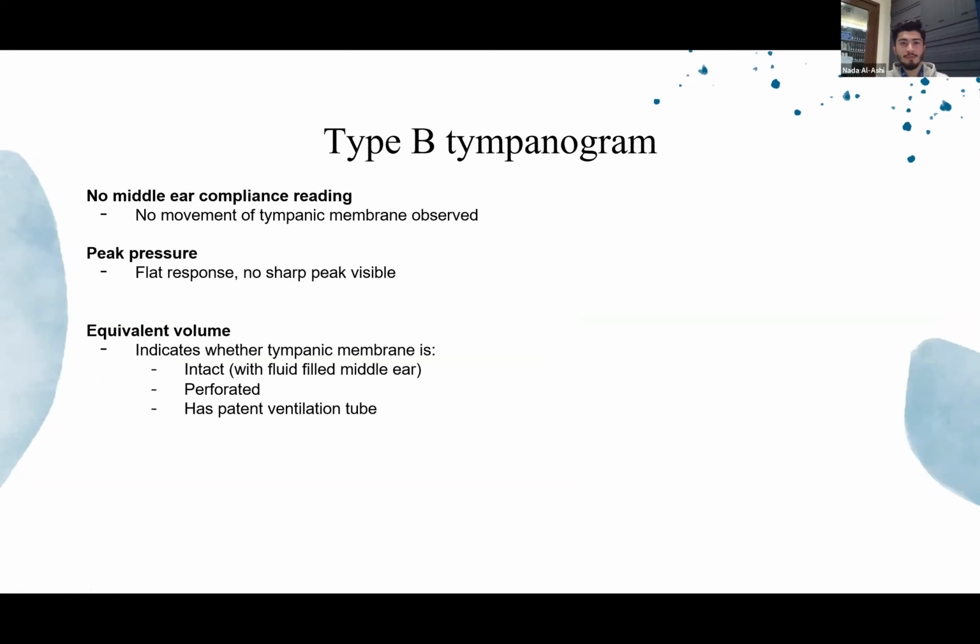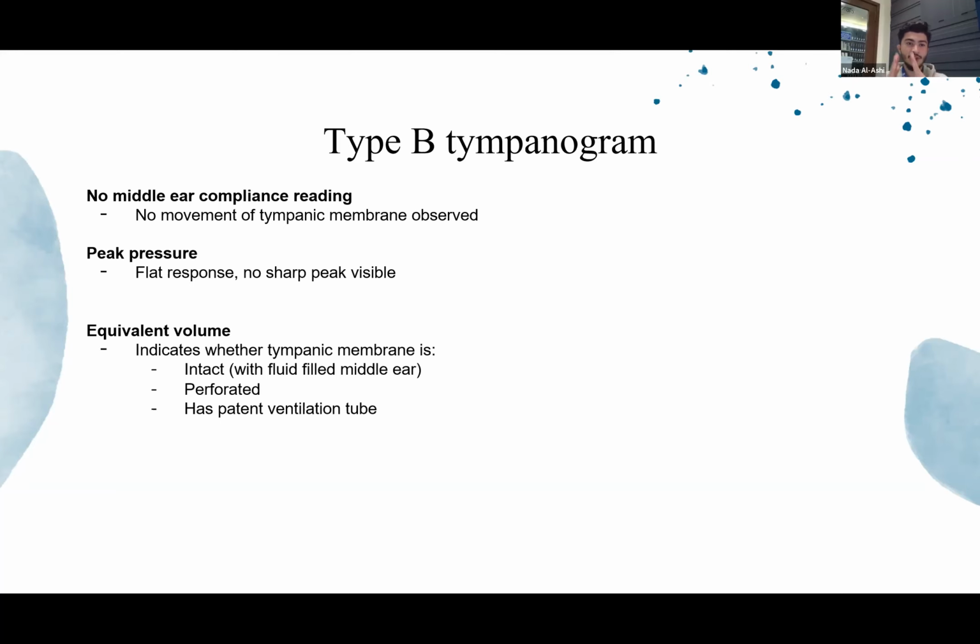Now we have type B tympanograms. So these look a little bit different, and they do have two subtypes. So a B low volume and a B high volume. So with a type B tympanogram, there is no middle ear compliance reading. So no movement of the tympanic membrane is observed or measured by the machine.